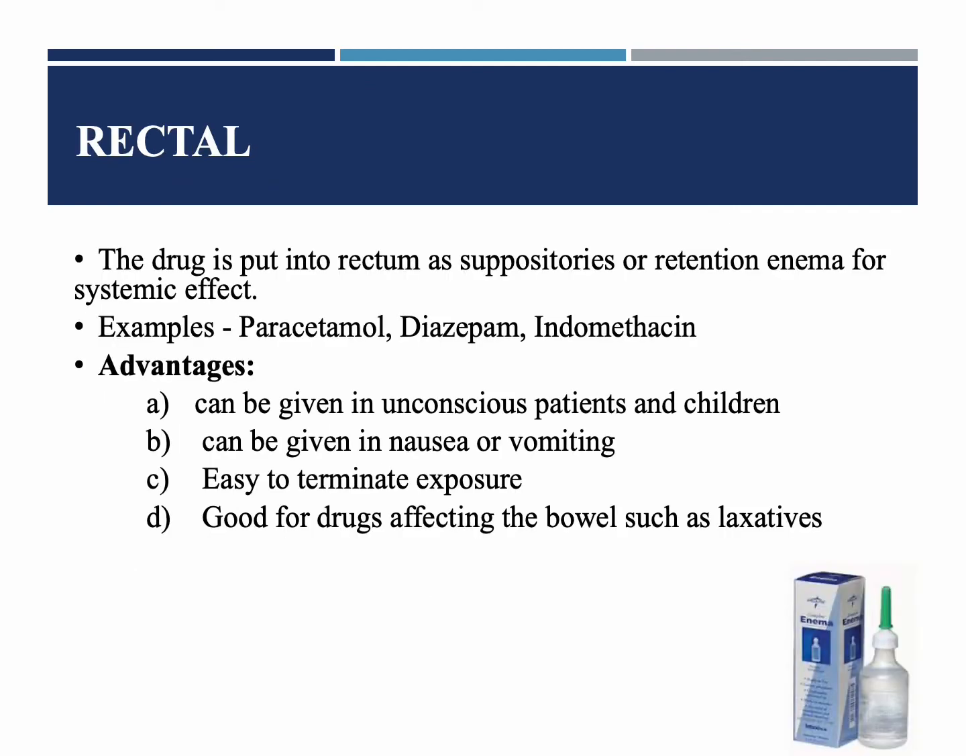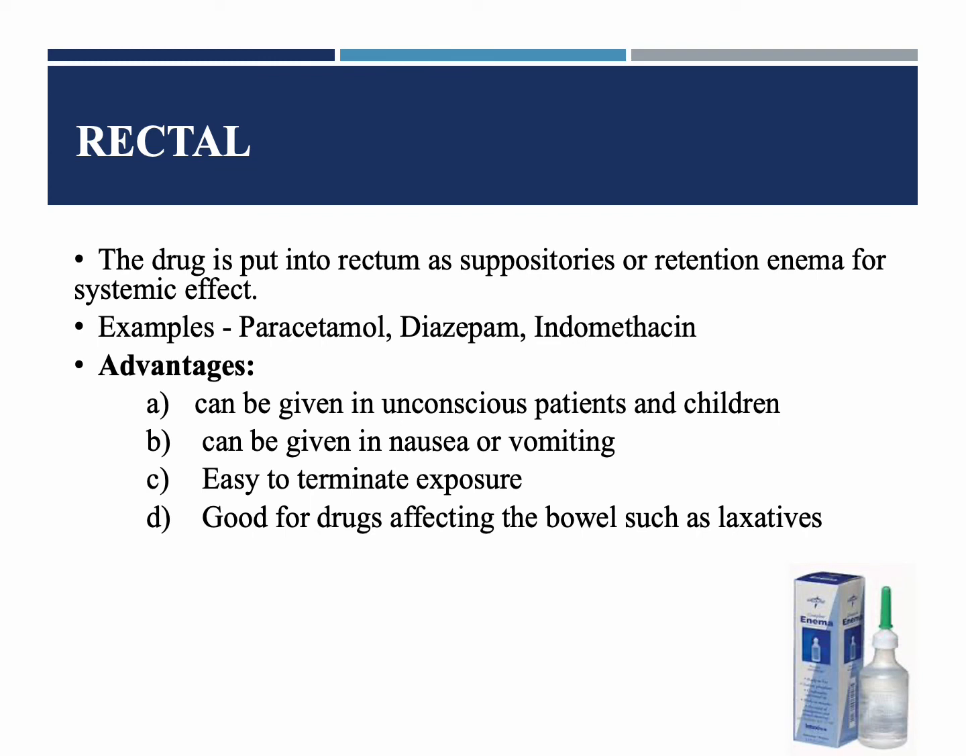Coming to the third route in the enteral category, that is the rectal route. In this, the drug is put into the rectum as suppositories or retention enema for systemic effect. Examples are paracetamol, diazepam and indomethacin. The advantages are it can be given in unconscious patients and children. In fact, the rectal route is most commonly employed for children.